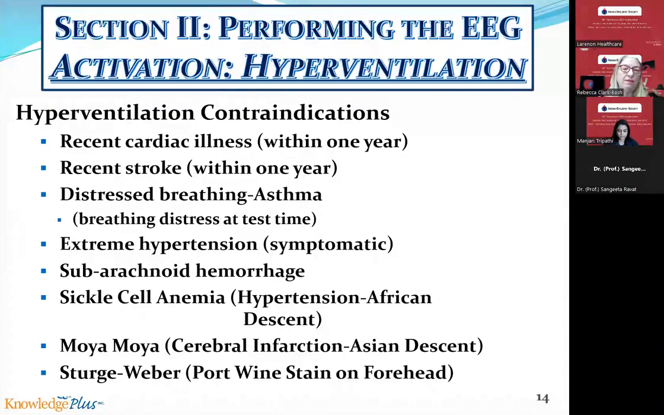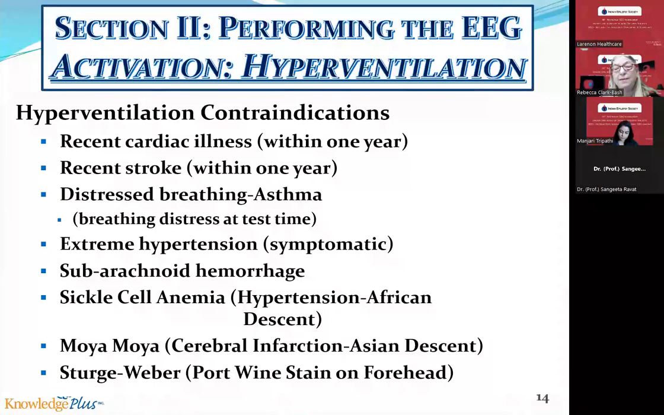Extreme hypertension, symptomatic hypertension, if they have had any kind of intracranial bleed, subarachnoid hemorrhage, they are excluded from HV. Sickle cell anemia, that is associated with hypertension seen primarily in the African descent population. We don't do hyperventilation. Moyamoya is seen primarily in the Asian population. Although I did see one patient that came from South America of Hispanic roots, Latino roots, that had moyamoya. So they have multiple cerebral infarctions.